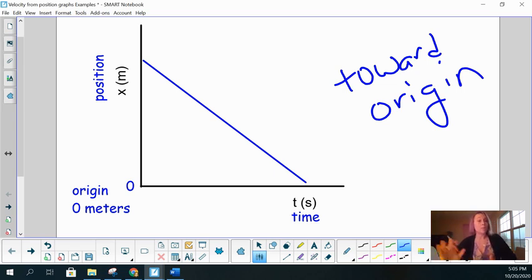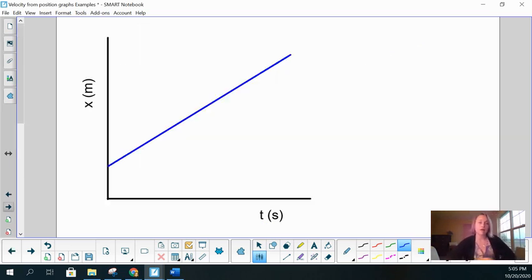So sloping up or a positive slope means that the position is increasing and the object is moving away from the origin. A negative slope on a position graph means the position is decreasing and the object is moving toward the origin. Two other important features of a position graph will be your slope and your y-intercept.